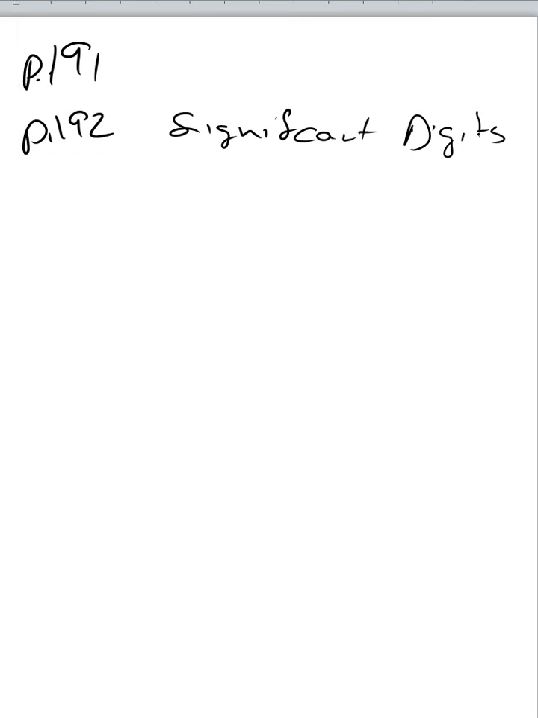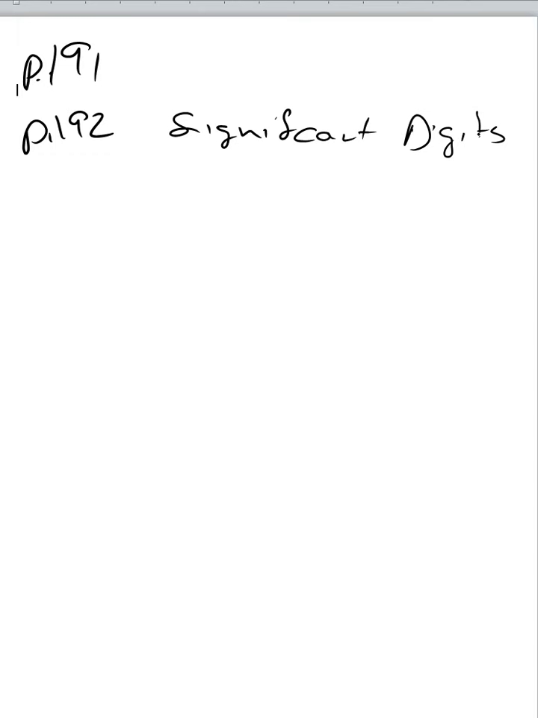The first thing it talks about is determining the number of significant digits of a number. If you look at page 192, there's a great chart there that talks about how to determine the number of significant digits. And it's different for whole numbers than it is for decimals. You always start on the leftmost non-zero digit. A non-zero digit is anything 1 through 9. Then you count to the right till you get to the rightmost non-zero digit.